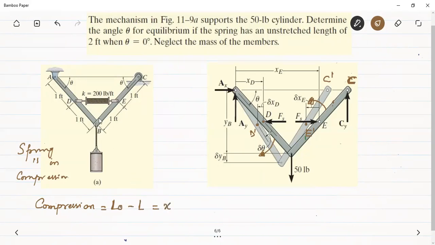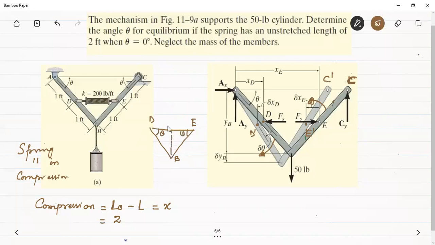So if we look at the unstretched length, that was equal to 2 feet. And if we look at the current length of the spring, this is the length of the spring. From this triangle DBE, this is DE and this is point B. This angle will also be equal to theta and this angle will also be equal to theta.